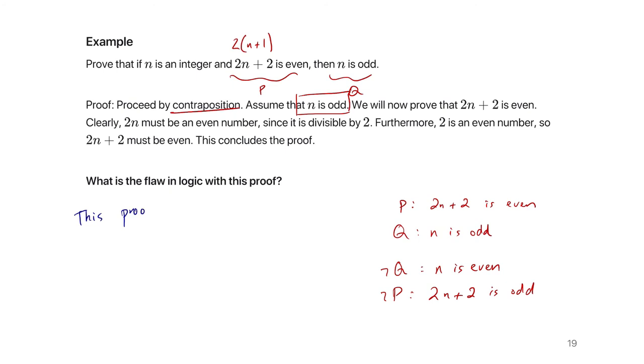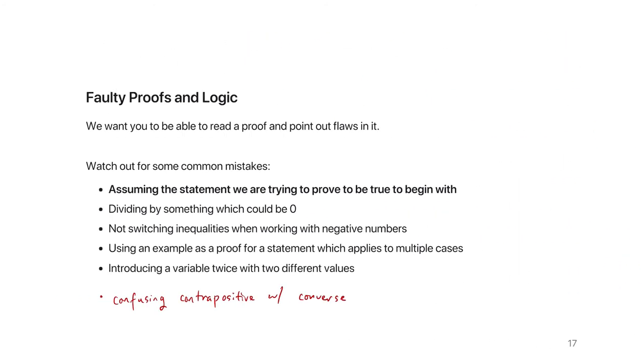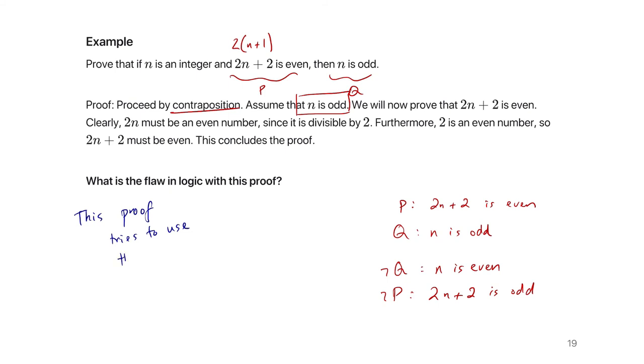Proof tries to use the converse as opposed to the contrapositive. Right, and I think we mentioned this here. That's a common example of where the contrapositive and converse might be confused. So this proof attempts to use the converse instead of the contrapositive. Okay, and so that's where the logic falls out.